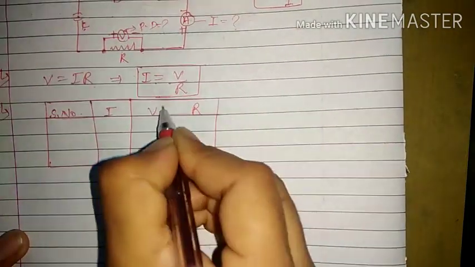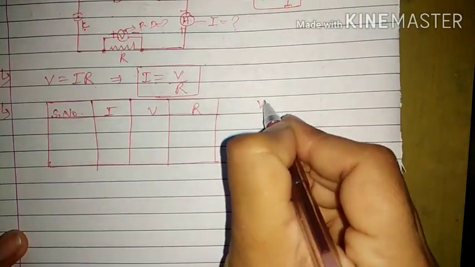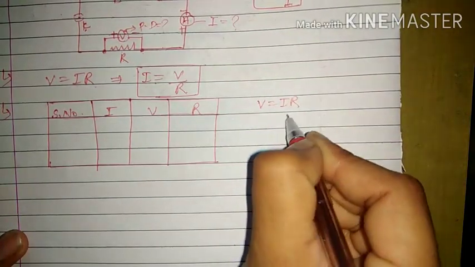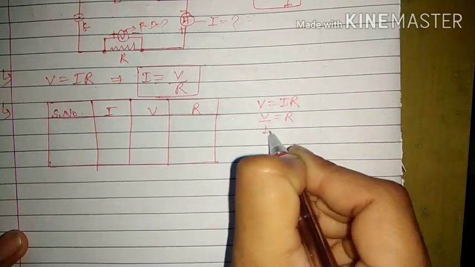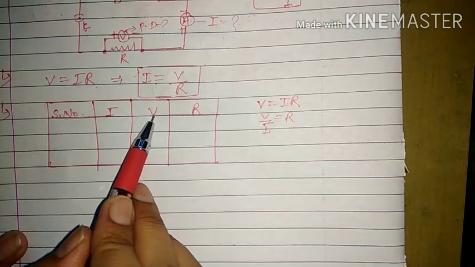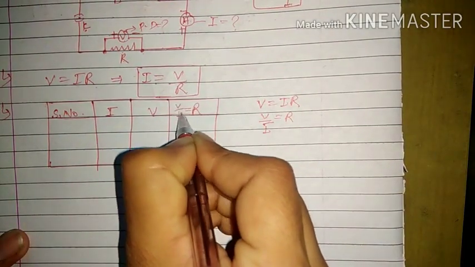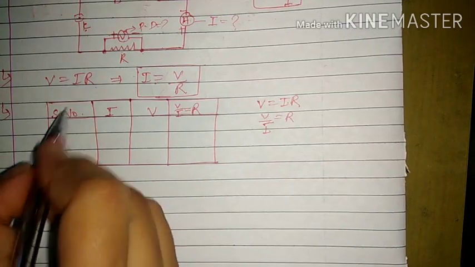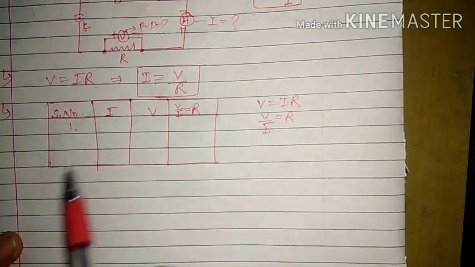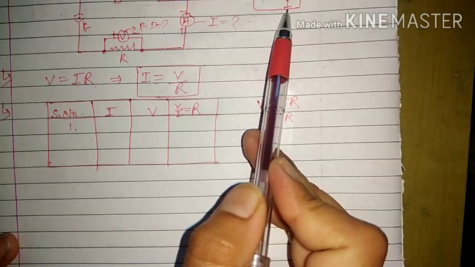We know that according to Ohm's law, V is equal to IR. Therefore, R will be equal to V upon I. That means if you have V and you have I, then you can calculate R by V upon I. So for the first reading, we will set any value of current.